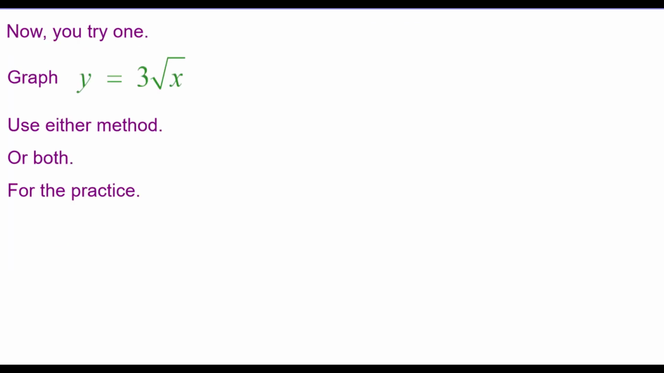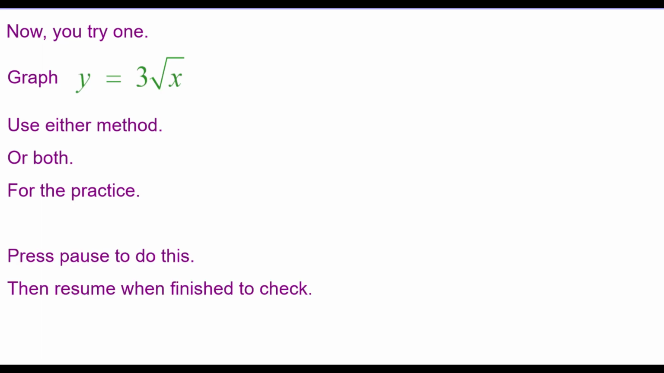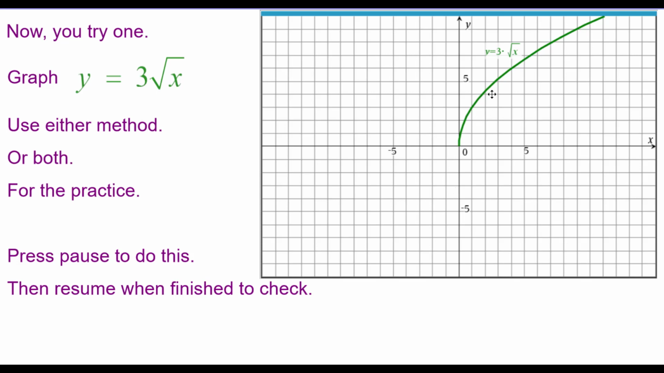Now you try one. Graph y equals 3 times the square root of x using either method or both for the practice. Press pause to do this and then resume when you're finished to check your answer. And here's our answer. y equals 3 times the square root of x. Notice it goes up pretty quickly.